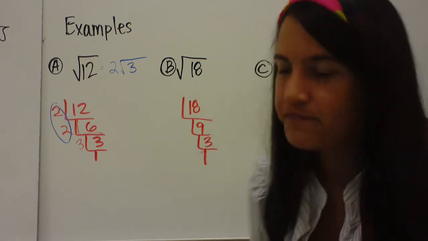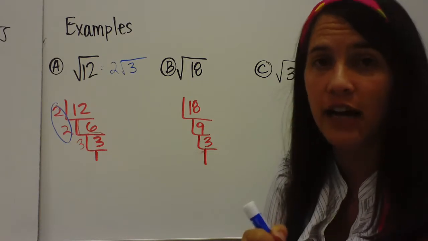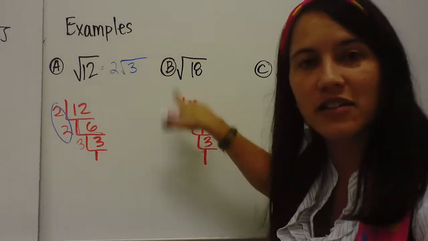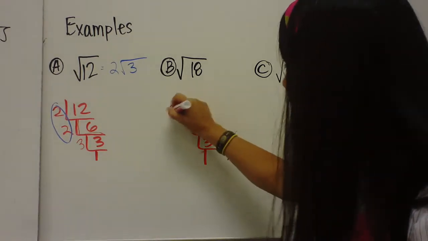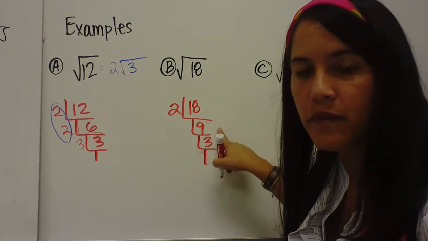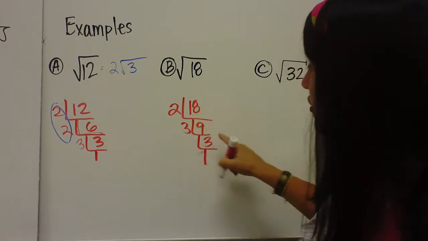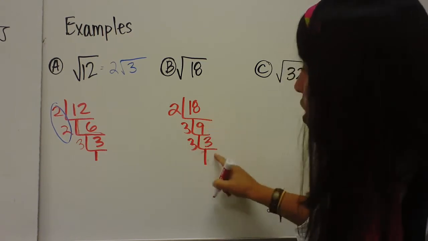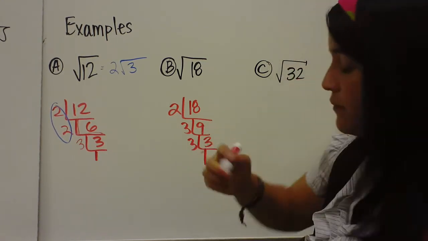Let's do another one. Square root of 18. Not a perfect square, so we're going to simplify. I start with 18, and then I put a little upside down division sign, and I'm going to start with 2. 18 divided by 2 is 9. So then I do another little stair. 2 won't go into 9, so I go to 3. 9 divided by 3 is 3. And then 3 divided by 3 is 1. You always go until you get to 1. That's when you stop, when you get to 1.